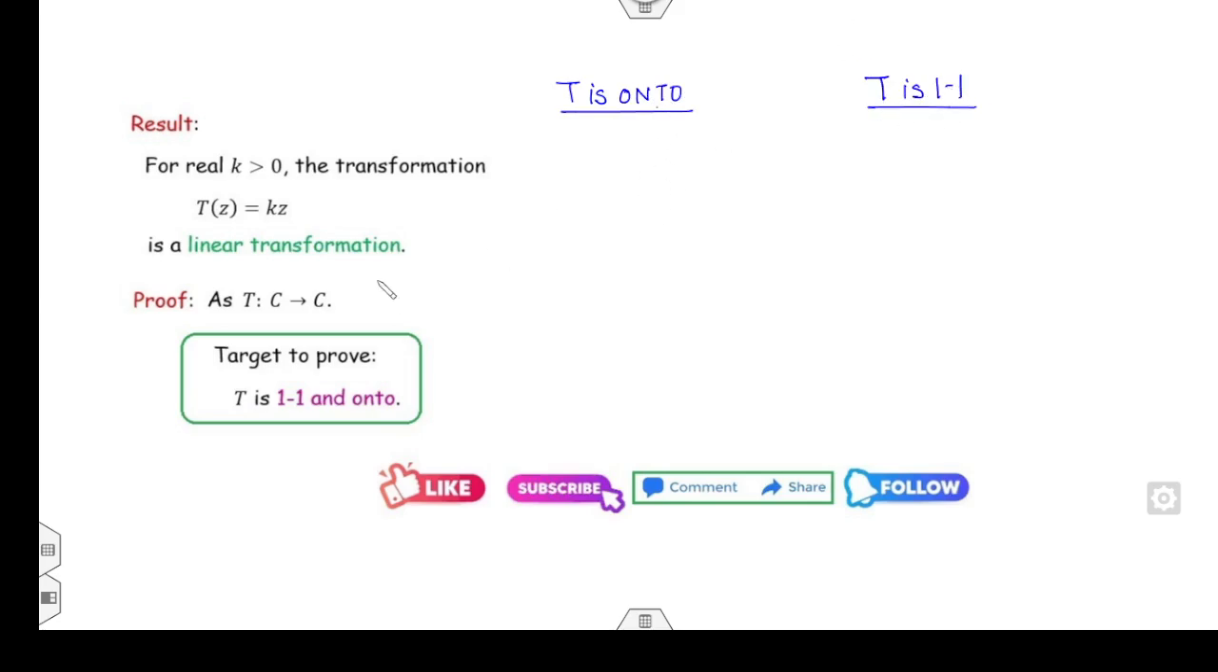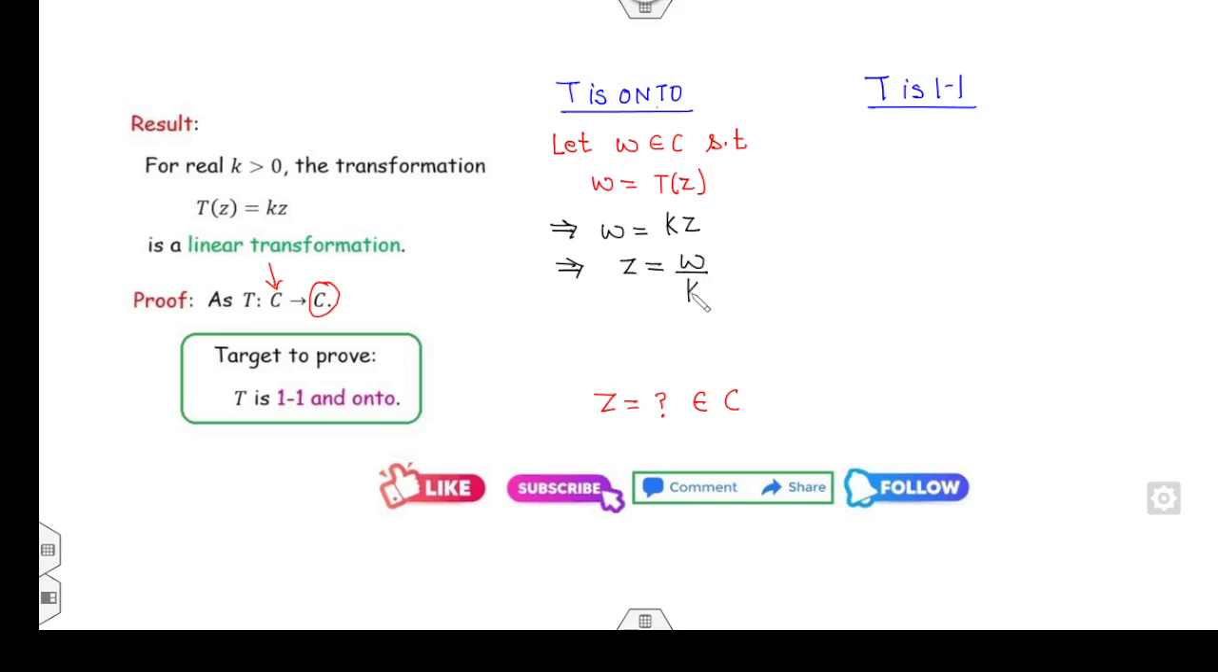For onto, we can always take an element from the codomain. So let W belong to C such that W is equal to T of Z. Then your target is to find the value of Z and check whether it belongs to the domain or not. Let's start with this. What is the value of T of Z? T of Z is K of Z. So this implies the value of Z is W over K.